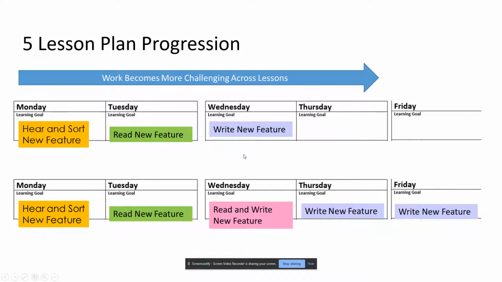Now, you could combine some of these things. So it would be okay to say on Monday, I'm going to have students hear and sort the new feature. Then I'm going to have them read it. And then I could say, well, maybe Wednesday I'm going to have them read and write the new feature. That's okay. I'm kind of combining these 2. And then Thursday and Friday I'm writing. The idea is we're still starting with easy work, hearing the sound, and then building up to the more complicated work of writing the sound later in the week. So across your 5 lessons, you want the work to become more challenging as you go across.